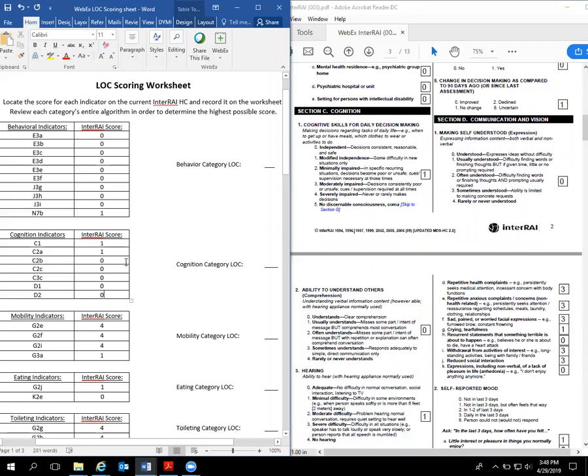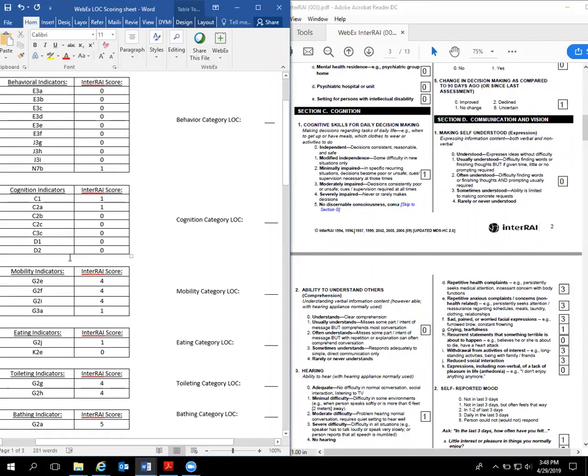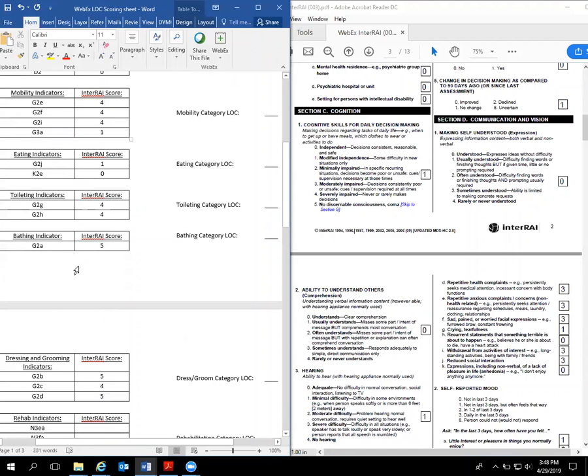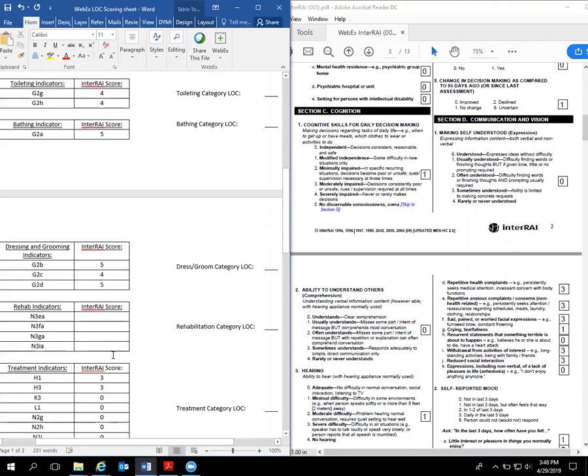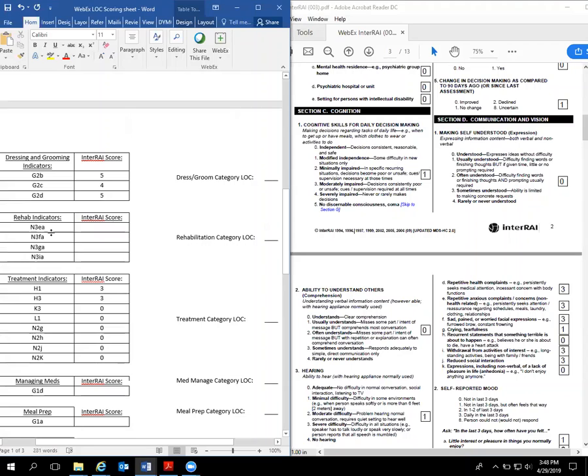For the sake of time, I have pre-filled a lot of these in because they are the same concept. You go to the section letter and then find the number and then find the letter, and you put the coding from the box next to that question into the worksheet. However, there are a couple of indicators on here that are a little tricky, and I wanted to make sure we had time to go through those together.